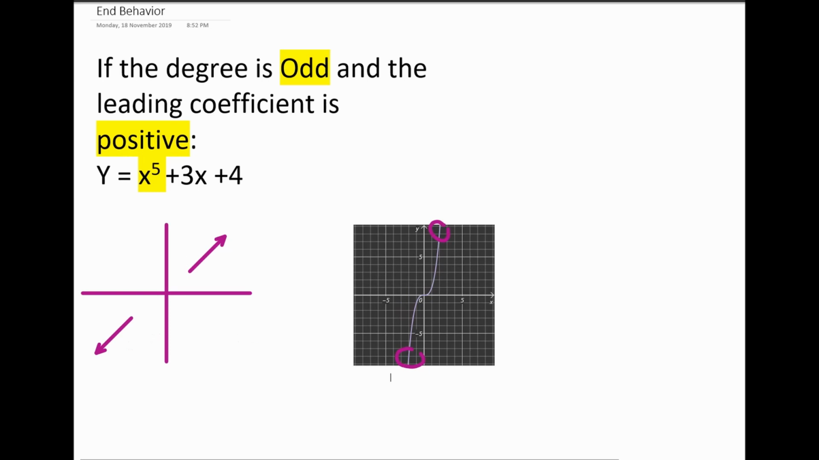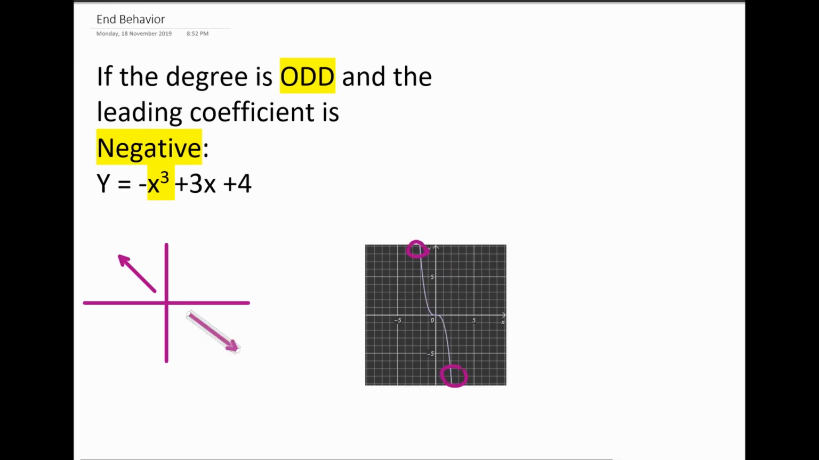And then the other condition here is if the degree is odd and the leading coefficient is a positive number. In this example, we can see that the degree is 5, which is an odd number, and the leading coefficient is positive 1. So the end behavior is that the leftmost side of your graph tends to go downward and the rightmost side of your graph tends to go upward, as you can see in this sample graph.